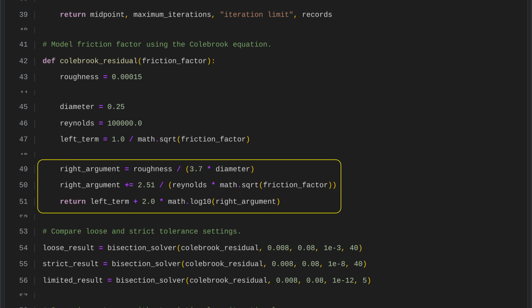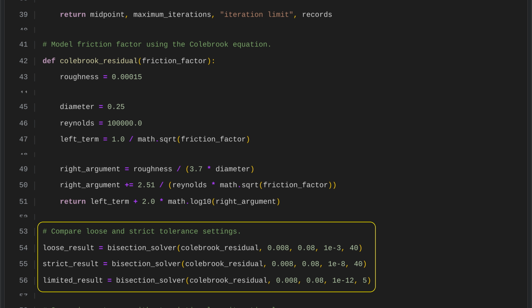The function evaluates the residual of the Colebrook equation to help find the friction factor. It builds the right-hand side from a roughness to diameter term and a Reynolds number term involving the square root of the friction factor. Then it returns the left term plus twice the base 10 logarithm of that combined value.